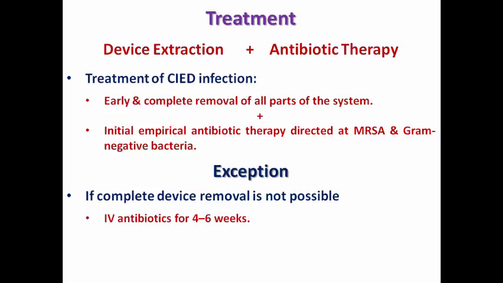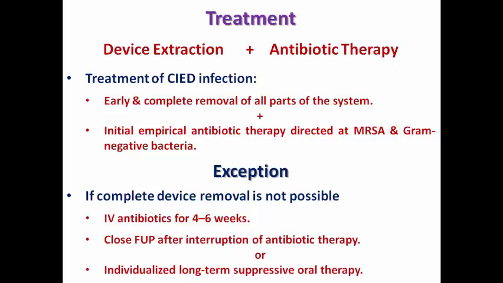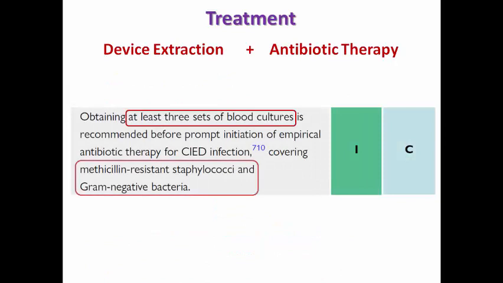So use antibiotics for 4 to 6 weeks and have close follow-up after interruption of the antibiotics, or long-term suppressive oral therapy, because in this case the hardware is still present, partially representing a risk for relapse or reinfection. Don't forget to obtain at least 3 sets of blood culture before the empirical antibiotic therapy covering MRSA and gram-negative bacteria, to identify if there is bacteremia or not and what is the type of organism, to modify your antibiotic therapy after the results appear.